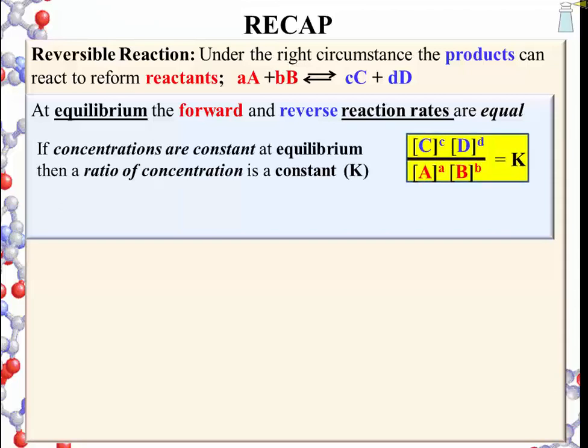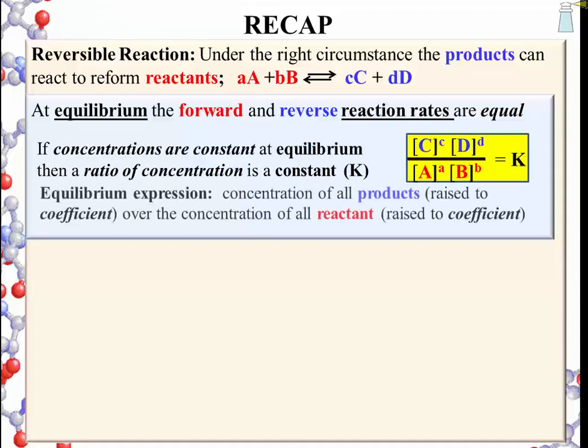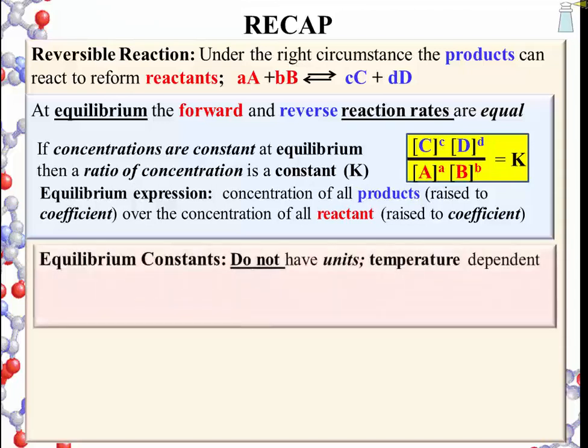That is designated K. An equilibrium expression is generated from the reaction by placing the concentration of all products, raised to their coefficients, over the concentration of all reactants, raised to their coefficients. Equilibrium constants do not have units. They are temperature dependent. A K is given at a particular temperature. K is a powerful source of information.